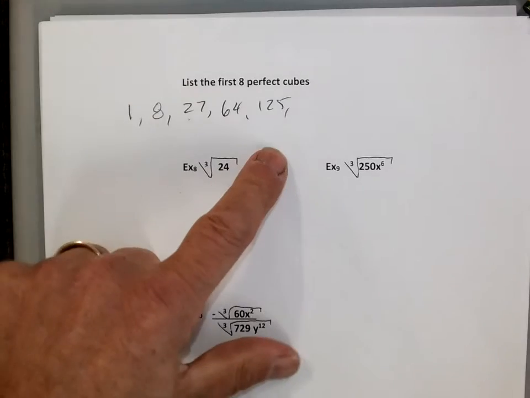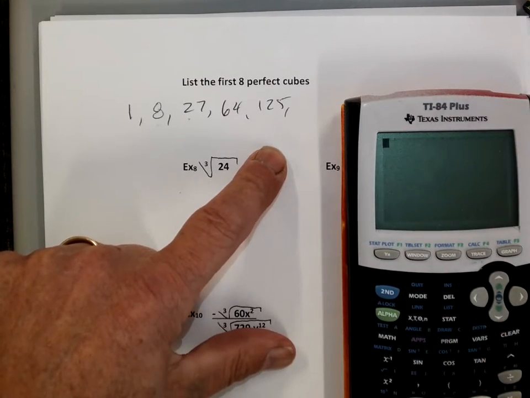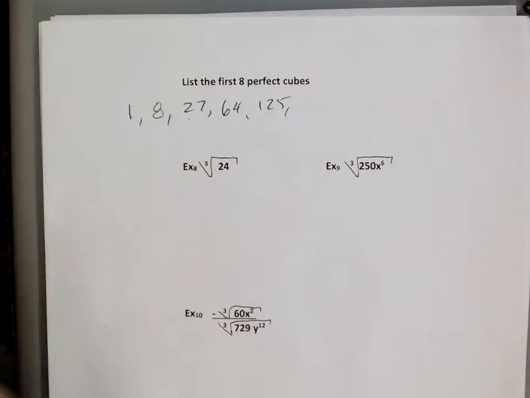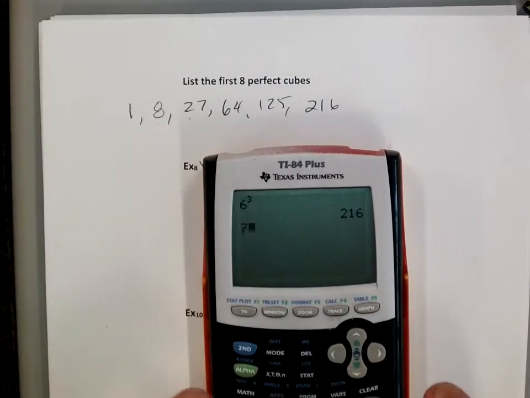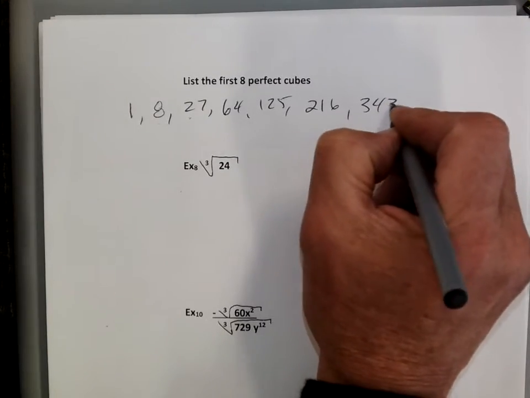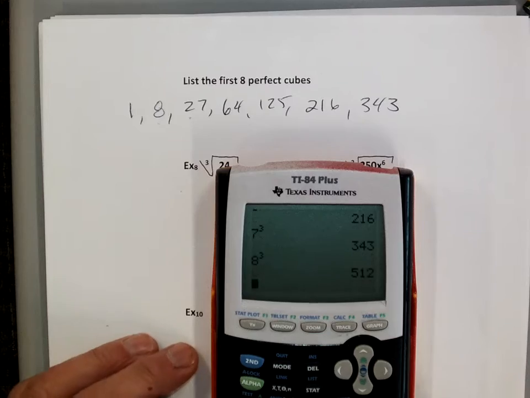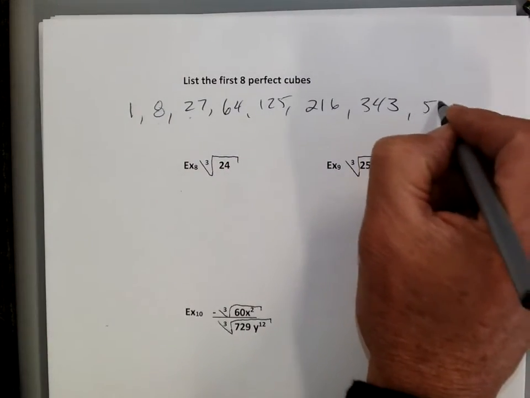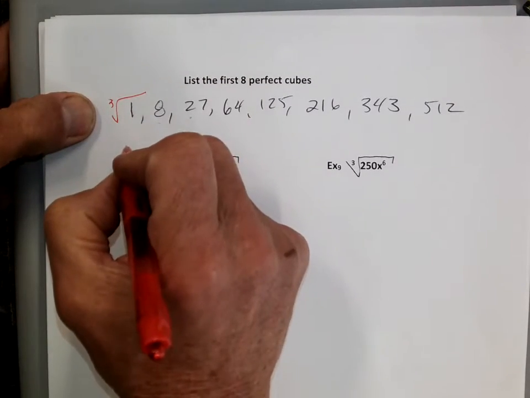And then what about 125? Yeah, let me get my calculator. I think it's 216. Let's see, 6 to the third power is 216. What about 7 to the third power? Let's see, what is that? 343. And what about 8 to the third power? 512.